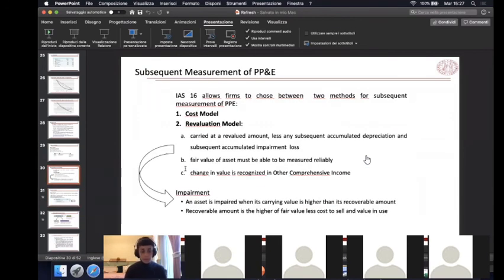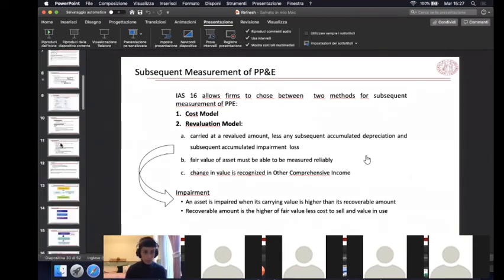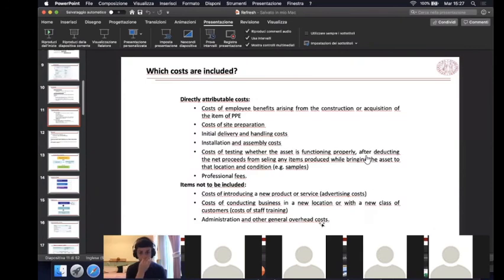Sure. On the 11 slides, you said the professional fees can be directly attributable to the cost, but sometimes when I look into the financial statement, the professional fees will generally be expensed in the income statement. What kind of professional fees can be directly attributable in the PPE acquisition?